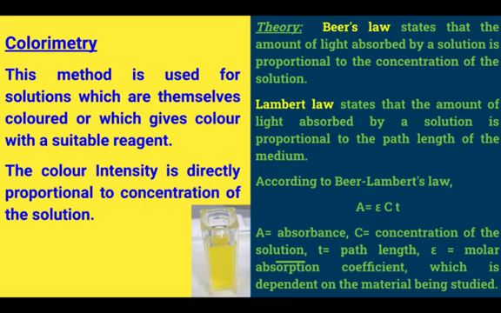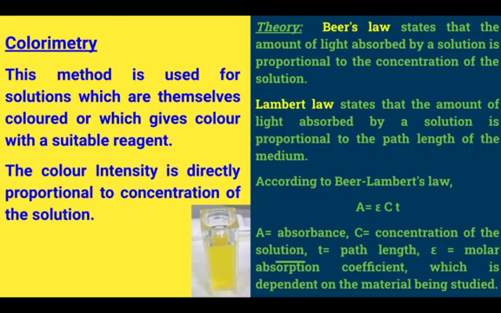Now, colorimetry is based on Beer-Lambert's law. Beer's law states that the amount of light absorbed by a solution is proportional to the concentration of the solution. That means if the concentration of the solution is high, the amount of light absorbed will be high. That means the absorbance will be high. So absorbance is directly proportional to concentration according to Beer's law.